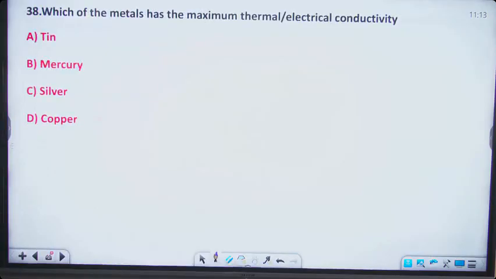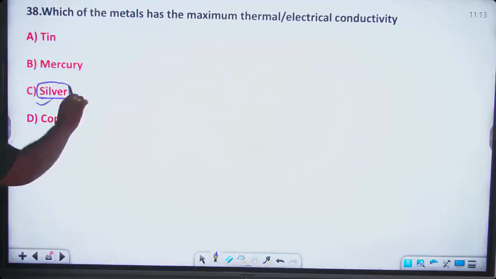Which of the metals has the maximum thermal or else electrical conductivity? Right? So here in this case, we are having two things: copper and silver. So in general, copper is having maximum amount of electrical conductivity. Sorry, silver is having maximum amount of thermal as well as electrical conductivity when compared to the case of copper.